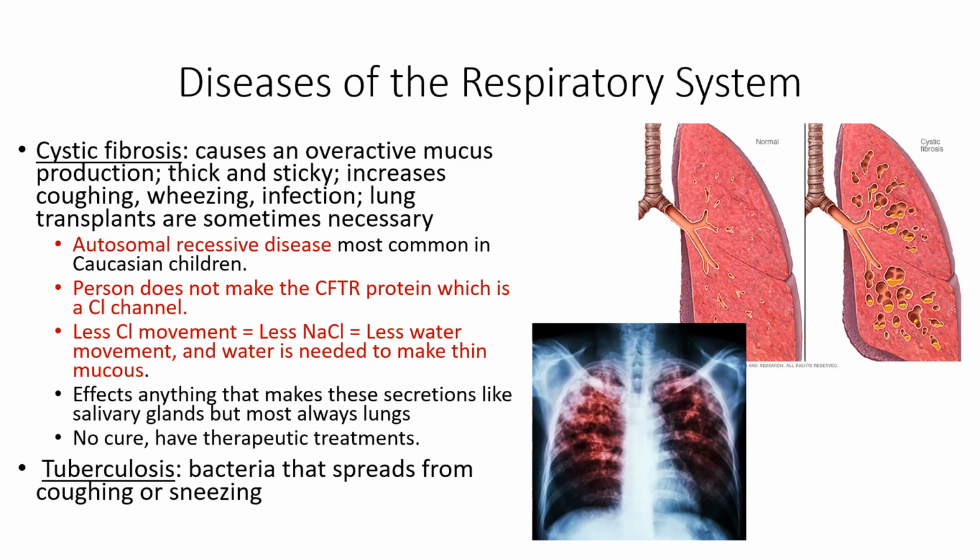We have already talked about one of the diseases that I would like to discuss for diseases of the respiratory system, and that is tuberculosis. So very briefly, tuberculosis, remember, is a bacteria that can spread from coughing or sneezing. It creates those crevices which then fill with fluid and you end up coughing that up. But the one that we have not yet talked about is cystic fibrosis, or CF.